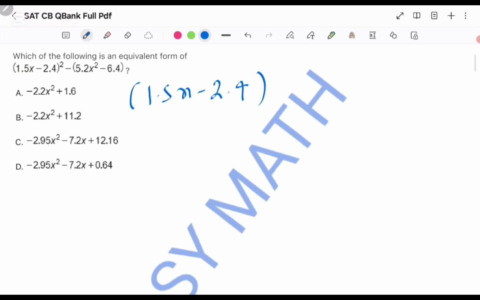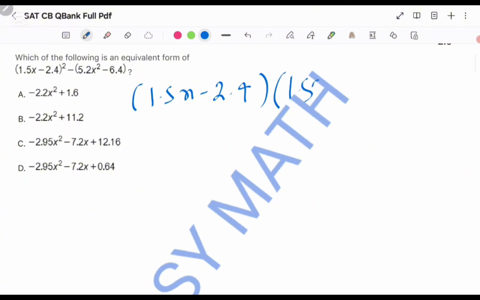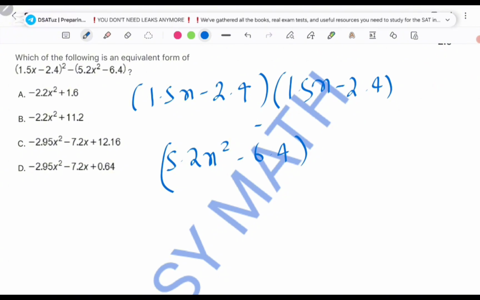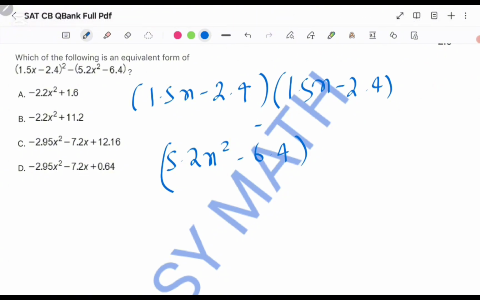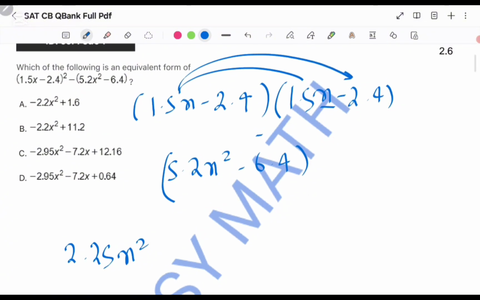So instead of the square, I would just like to write it as if it is multiplied by itself twice, and then subtracted by 5.2 x squared minus 6.4. So let's expand. So 1.5 multiplied by 1.5 is going to be 2.25 x squared, x times x, and then I'm going to go ahead and multiply this by the negative. So I have 1.5 multiplied by negative 2.4. I'm going to have a negative 3.6 x.